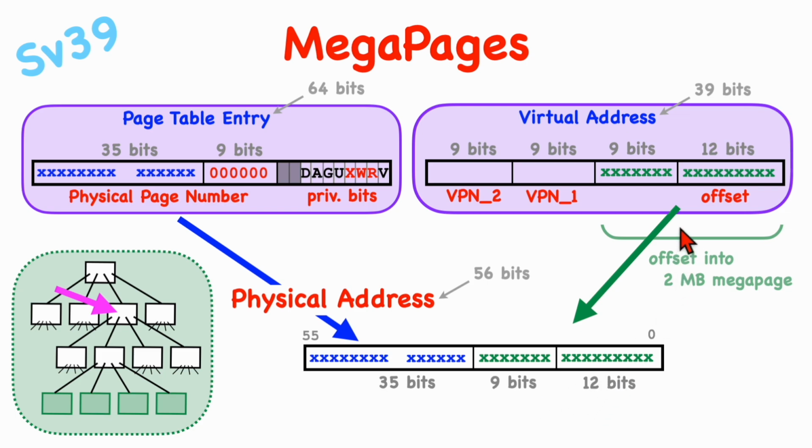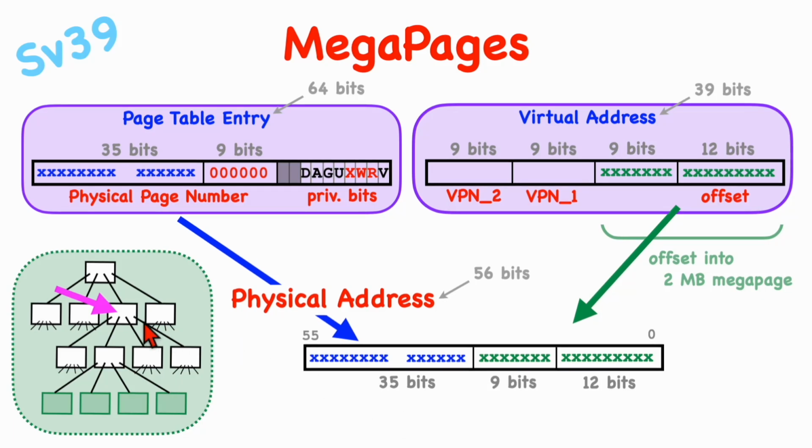With this paging scheme, the offset into the mega page is now 21 bits, right? 9 plus 12 is 21. Previously, megapages with Sv32 had offsets of 22 bits, but now it's 21 bits. With 64-bit machines, megapages are now 2 megabytes in size, not the 4 megabytes that we saw with Sv32. So here we have our 21-bit offset, and then adding that to the 35 bits from the page table entry, which is effectively the aligned address of a 2 megabyte megapage, we now have the final 56-bit physical address.